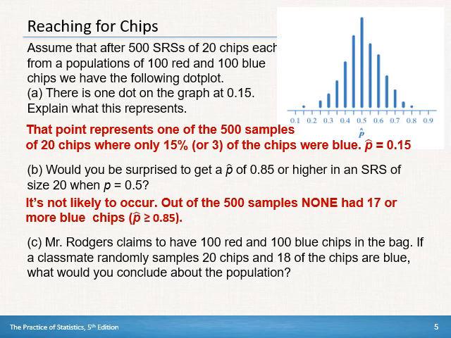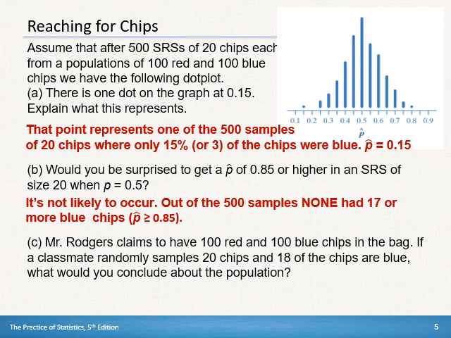So if I give you a bag of chips and that happens, then that's kind of telling us that it's probably not 50%, because we know it's so unlikely to get a sample with a p hat of 85% blue chips out of a bag that's really 50-50. All right. So yeah, we should be pretty surprised.